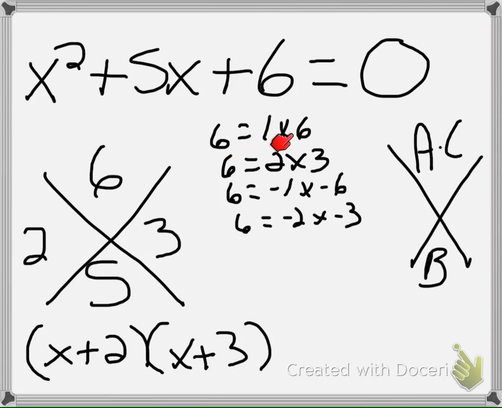I know that 6 is equal to 1 times 6, and 2 times 3, and negative 1 times negative 6, and negative 2 times negative 3. But of these pairings that multiply to 6, the only one that adds together to equal 5 is this one. So I've placed the 2 here and the 3 here, and it doesn't make any difference if the 3 was here or the 2 was here. Now I'm actually done with the problem, because this tells me that the factors are x plus 2 and x plus 3.